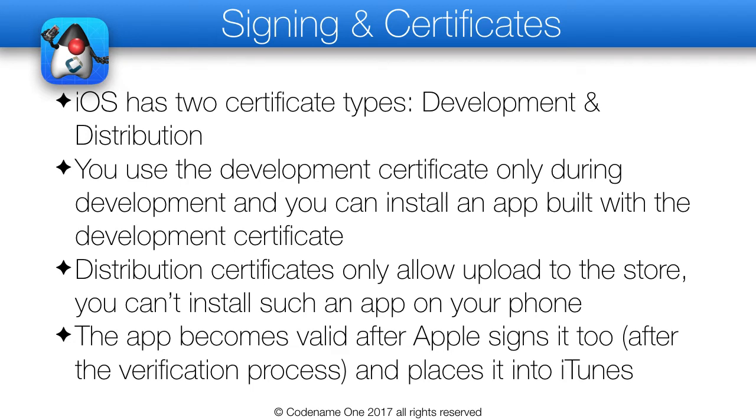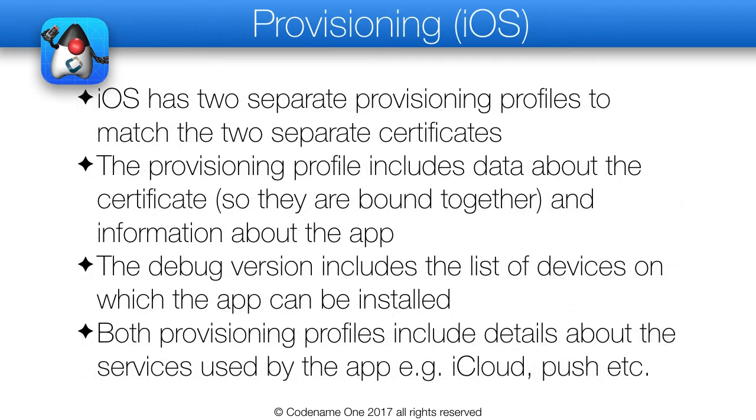Now, the next aspect of this is the provisioning. So we have two certificates. We have a debug certificate and a distribution certificate. But the thing is that those two aren't enough. We need two more files that represent provisioning, and they're essentially the document that comes with the app that says how that app may be used.